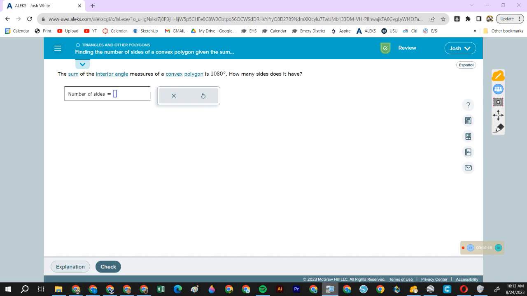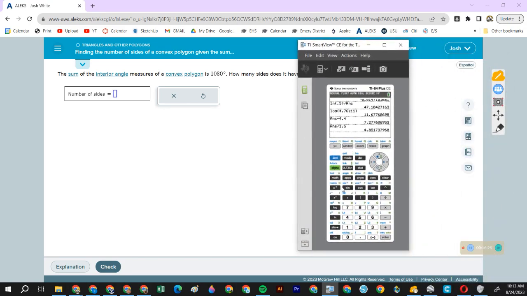So, good. We take 1080. Let me pull my calculator up. So 1080 divided by 180 gives me 6. What does 6 tell me? There are 6 triangles in this shape. So a shape with 6 triangles must have 8 sides. Okay.